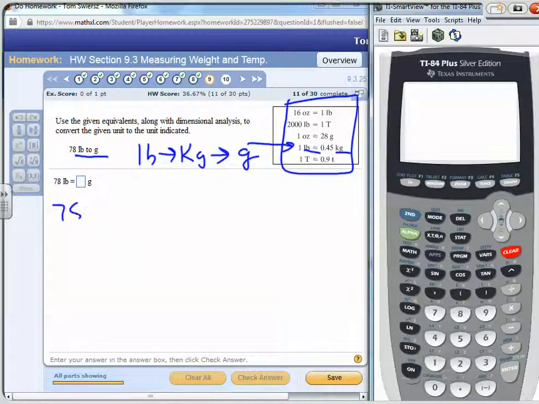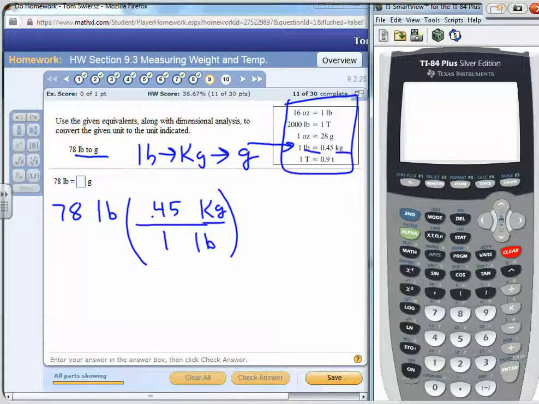The first step is 78 pounds. We can convert to kilograms. The unit we want is kilograms, so that goes in the numerator. 0.45 is the factor, 0.45 kilograms for every 1 pound, the conversion for pounds to kilograms. Pounds will cancel. 0.45 is in the numerator, so we multiply the 2 numbers together, 78 times 0.45, which will give us the number of kilograms.